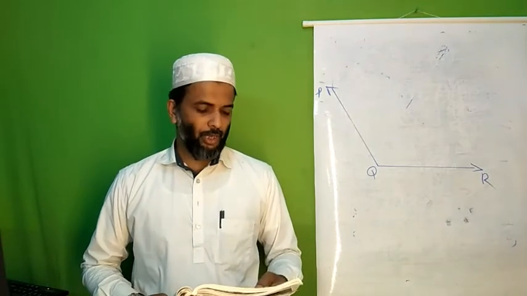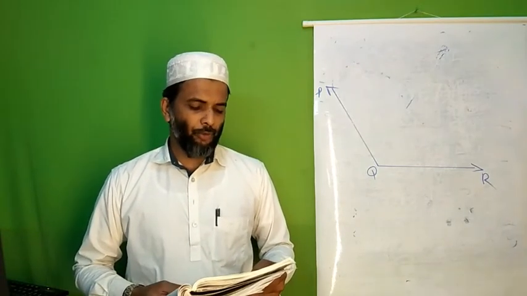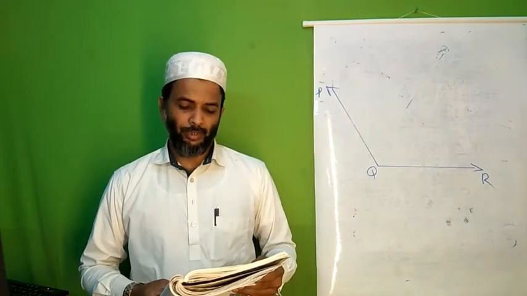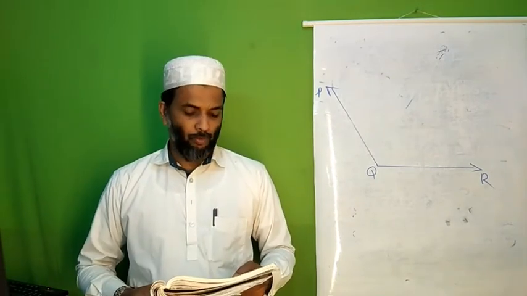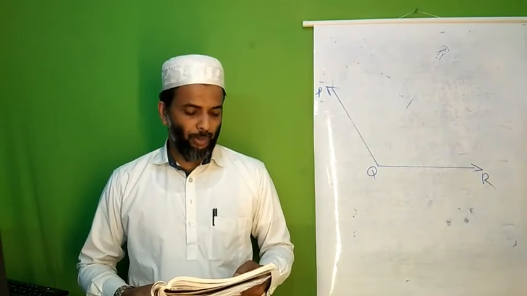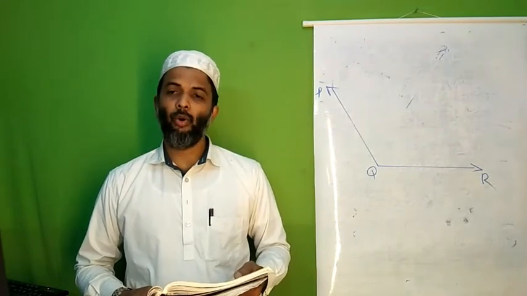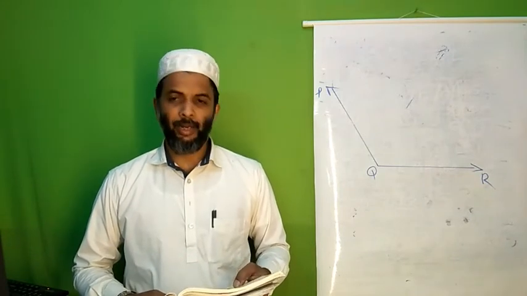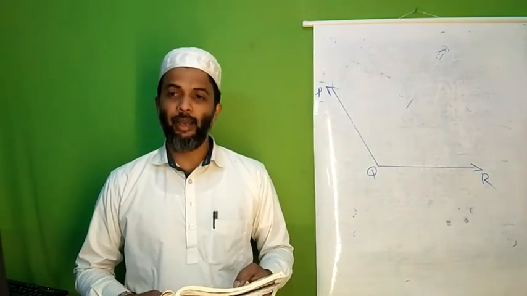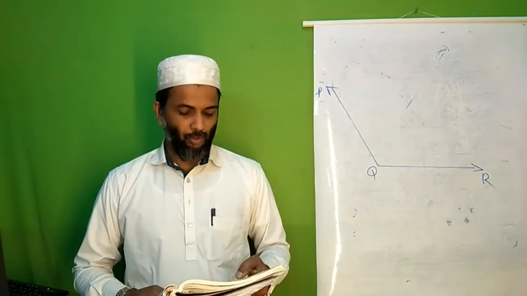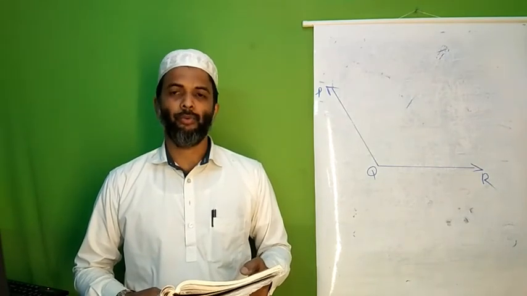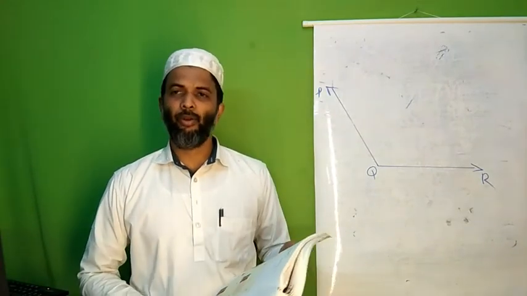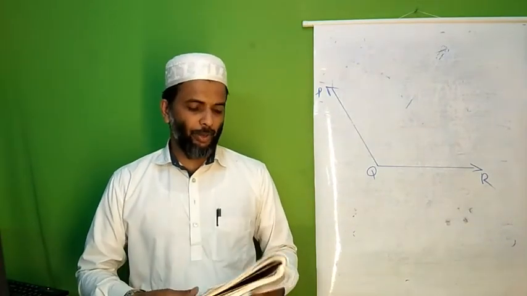Okay. Question number 2. In each of the following figures, name the angles, arms and vertices. First one, angle BOA, right angle BOA. Second, arms OB and OA, vertex O. Complete B, C and D. Okay. Then turn your page.